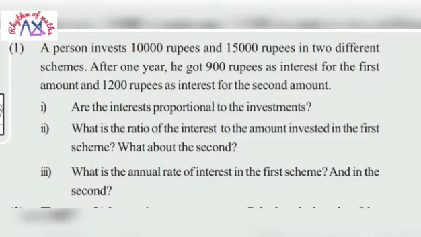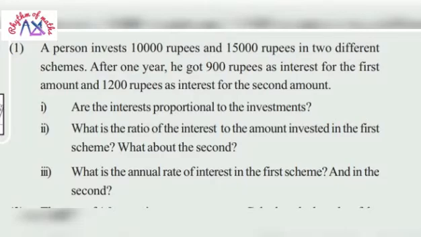First question is, a person invests 10,000 rupees and 50,000 rupees in two different schemes. After 1 year, he got 900 rupees as interest for the first amount and 1200 rupees as interest for the second amount. First sub question, are the interest proportional to the investment? Second sub question, what is the ratio of the interest to the amount invested in the first scheme? What about the second?